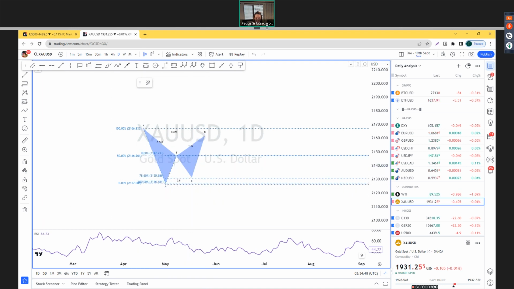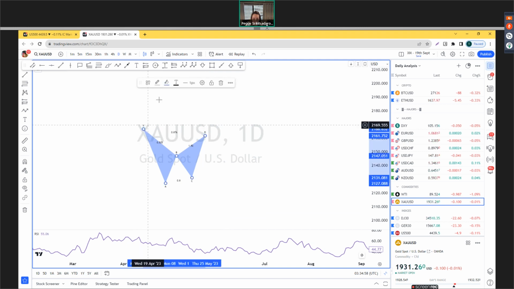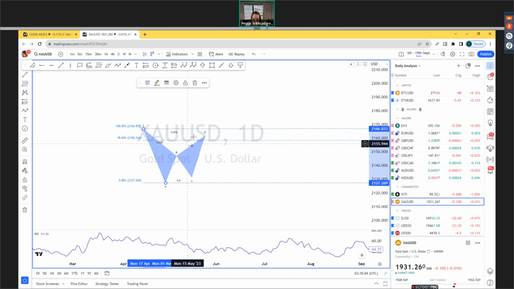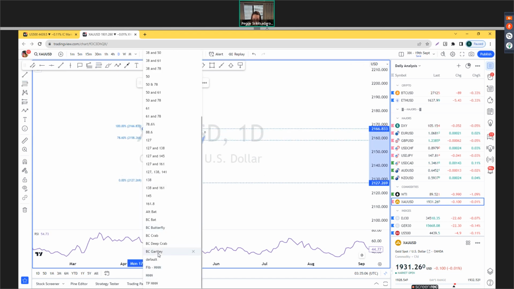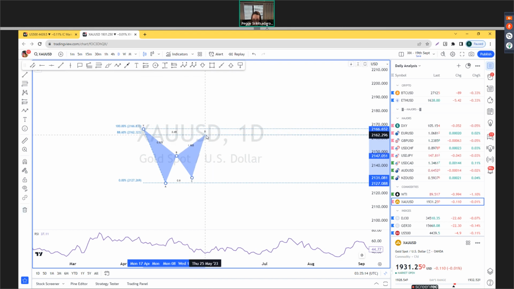And what about the D point? I remove this first, you might get confused. How to get the D point? You draw Fibonacci from X to A, and it has to retrace 88.6%, which is this one. Then you get the D point.